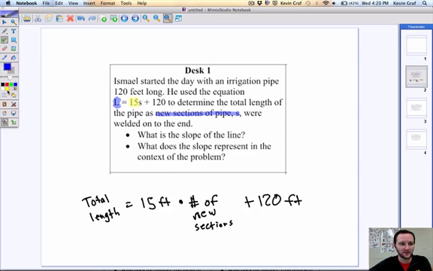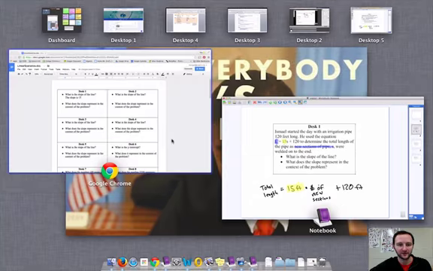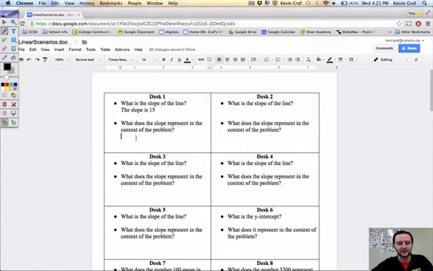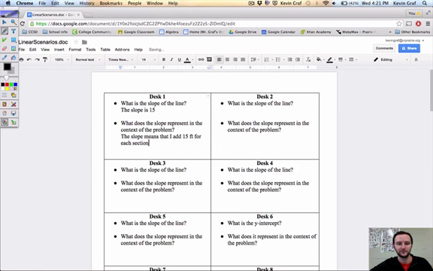Okay, and we said that this right here is the slope, 15 feet, and what that means then is that every time I add a new section, I add 15 feet to the total length. Okay, it's 15 feet per new section. So I know what it means now. I know that it means that I add 15 feet for every section. So I go back here, and the slope means that I add 15 feet for each section.